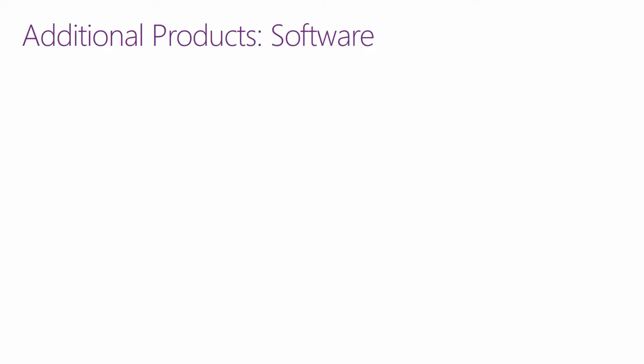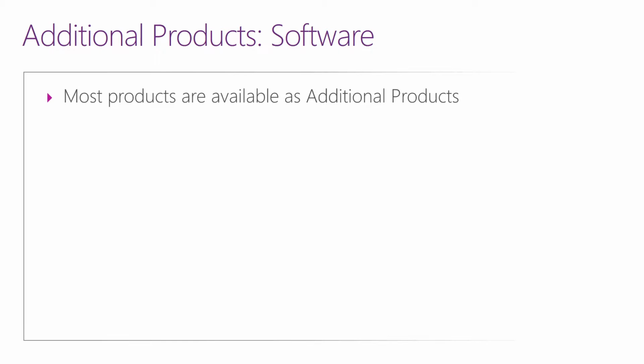The other products that they might want to buy are called additional products, and we're going to start with software. So that's products like SQL Server or Visio, for example. Most products are available to be purchased as additional products. The main ones to be aware of that are not available are the enterprise products themselves and any single components of the core CAL suite. Products are designated as enterprise or additional products in the Microsoft Product Terms document.